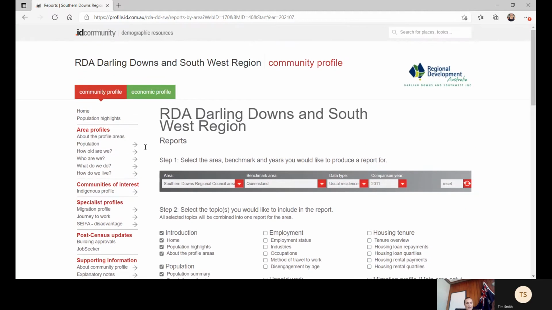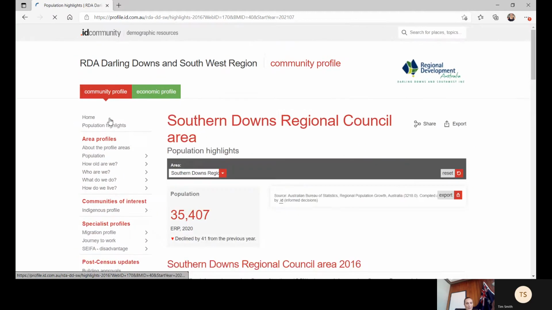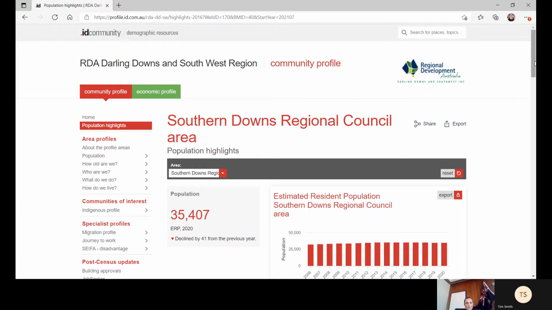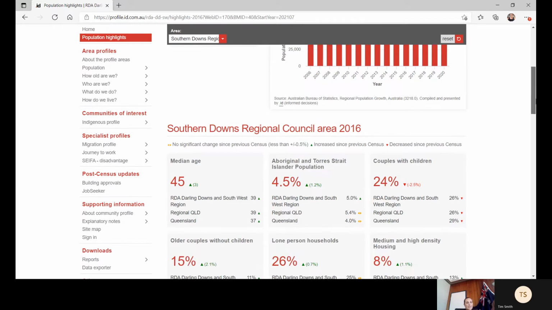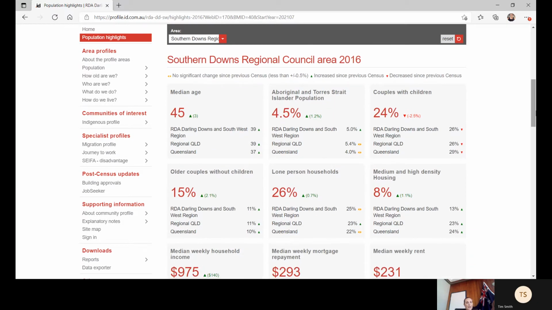Okay, there's another page that I do like that is worth perhaps exporting and printing off for yourselves, this Southern Downs Regional Council Population Highlights page. What it does is give me snippets of information about your community that can be used in media releases, communications, that sort of thing, the Did You Knows, Facebook pages, all of that. You can see here your median age is 45 compared to 39 for RDA DDSW, and regional Queensland 39, 37, so a much older median age in this community.